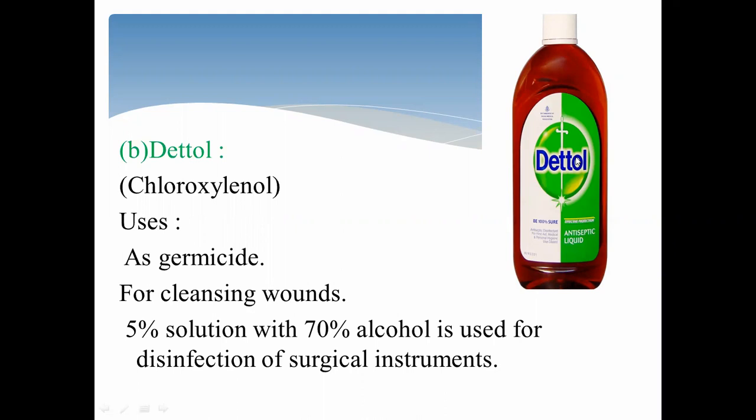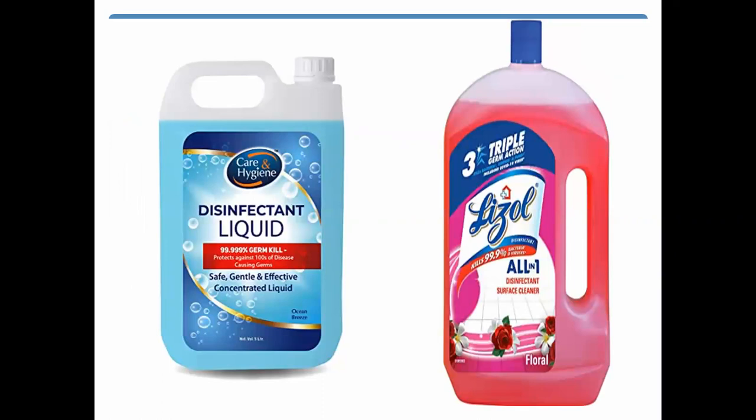This is an important one asked in MCQs: which is the main API contained in Dettol? The main constituent is chloroxylenol. Then the next point: a 5% solution with 70% alcohol is used for disinfection of surgical instruments. To clean and disinfect surgical instruments, 5% Dettol is mixed in 70% alcohol, and it is used to disinfect the surgical instruments.